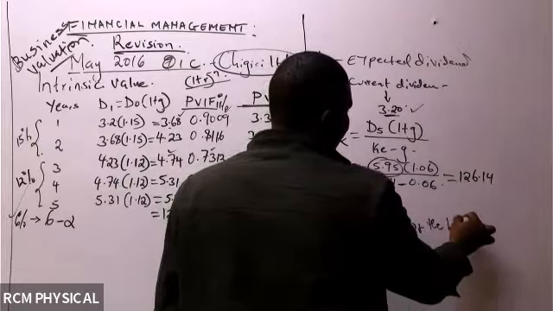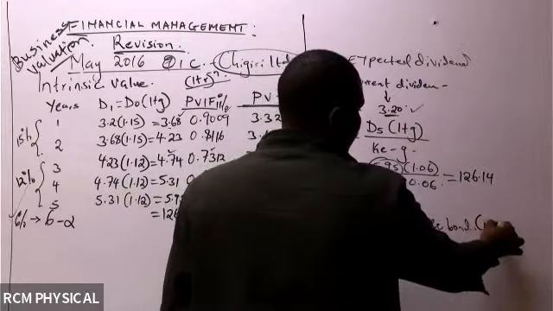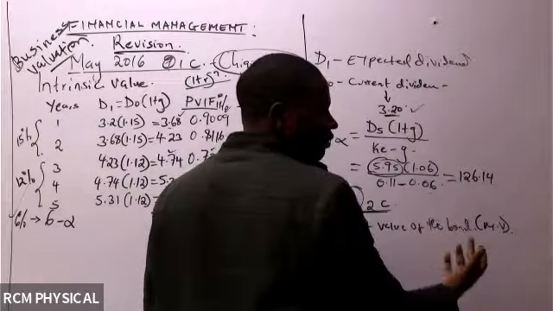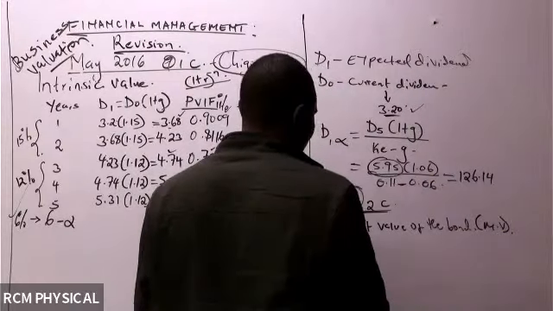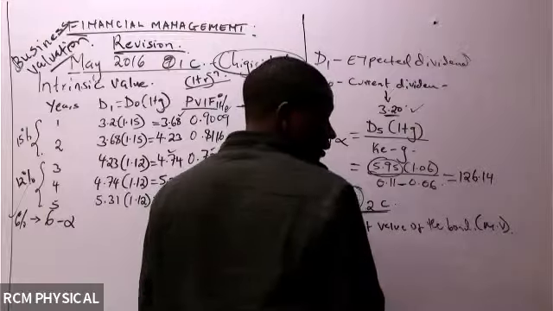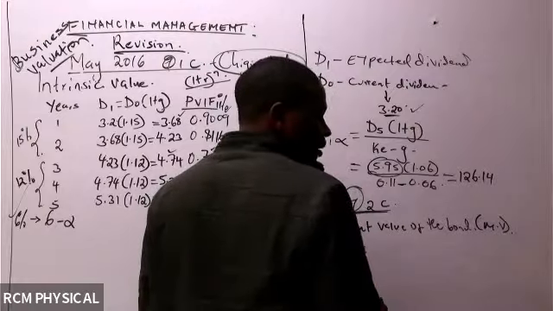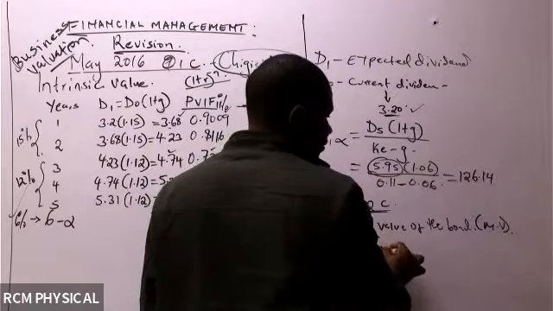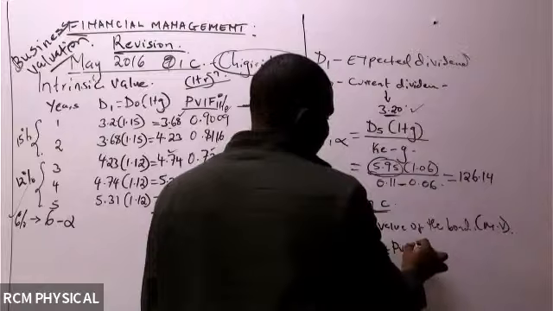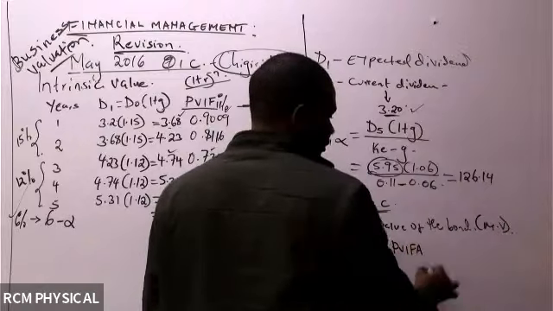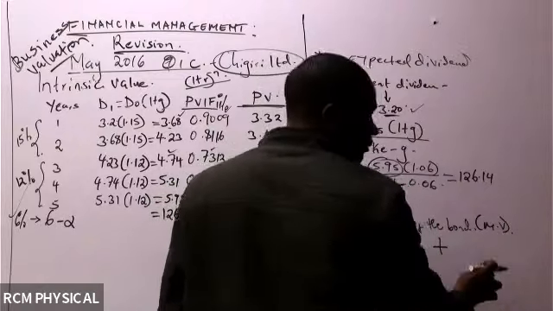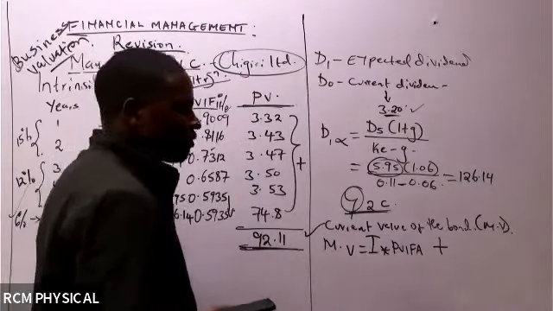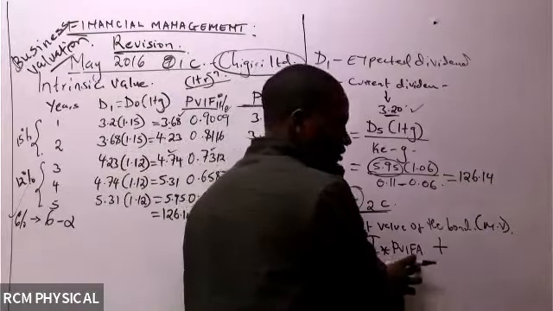So class, at this point, this examiner is trying to ask you the market value of the bond, the intrinsic value of the bond. The market value of the bond is given by the formula: the present value of the interest plus the present value of the redemption value.